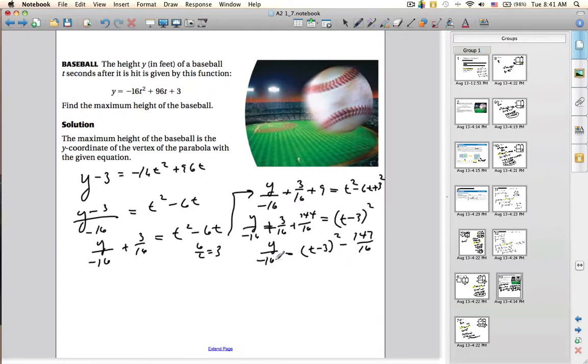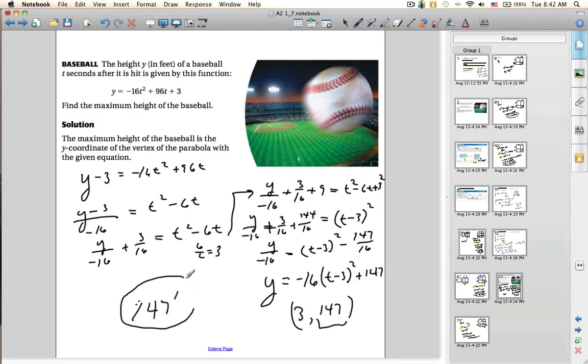but I still have this negative 16. So what I'm going to do now is multiply everything by negative 16. So I'll get y is equal to negative 16 times t minus 3 squared, and minus 147/16 times negative 16 becomes plus 147. So now I'm in vertex form. I see that my vertex is at 3, 147. And now when I return to answer my question, find the maximum height of the baseball: 3 seconds after it was hit, the baseball was 147 feet high. 147 feet. That's my answer.